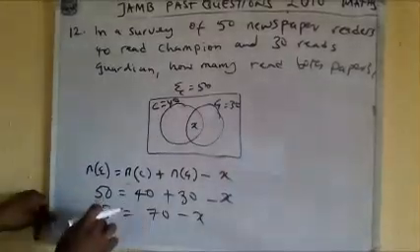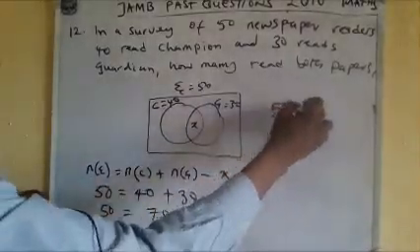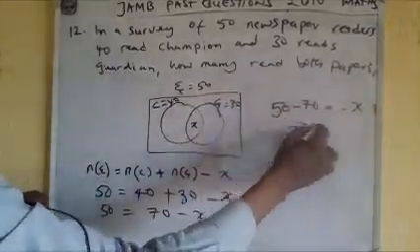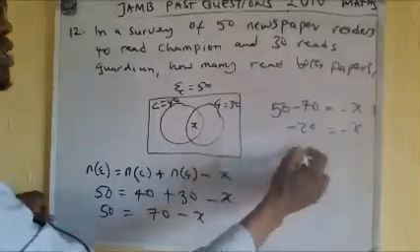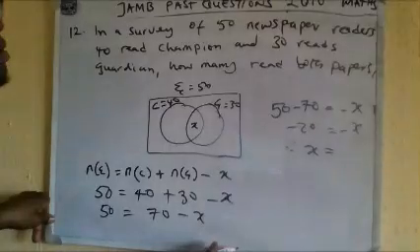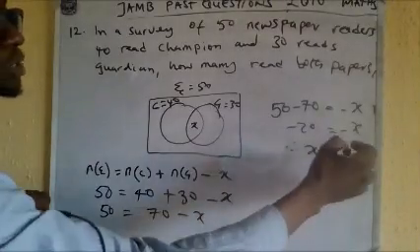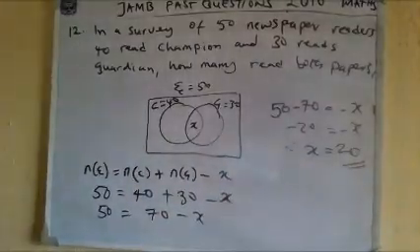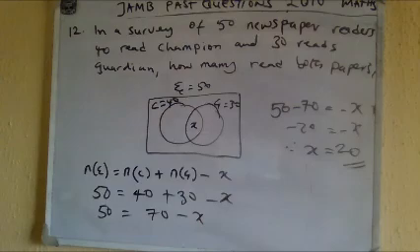This one goes over to join this one. That's 50 minus 70 is equal to minus X. This difference is minus 20 and minus X. So therefore, cancelling the minus on both sides, X is equal to 20. So 20 people read both Guardian and Champion.